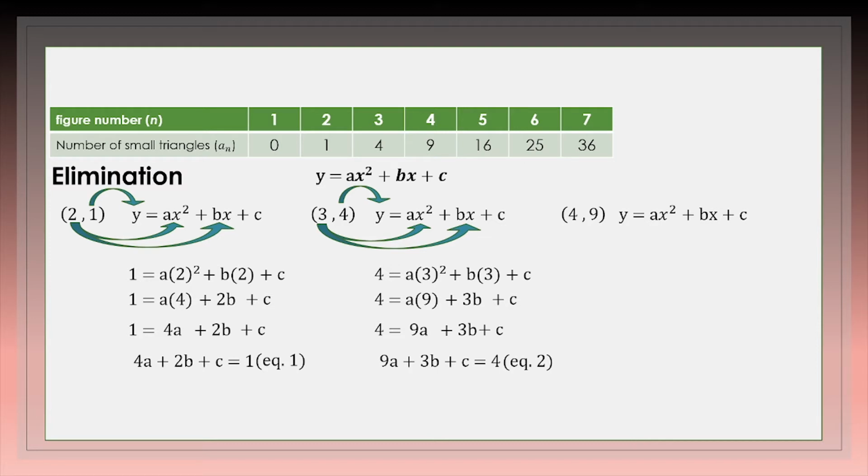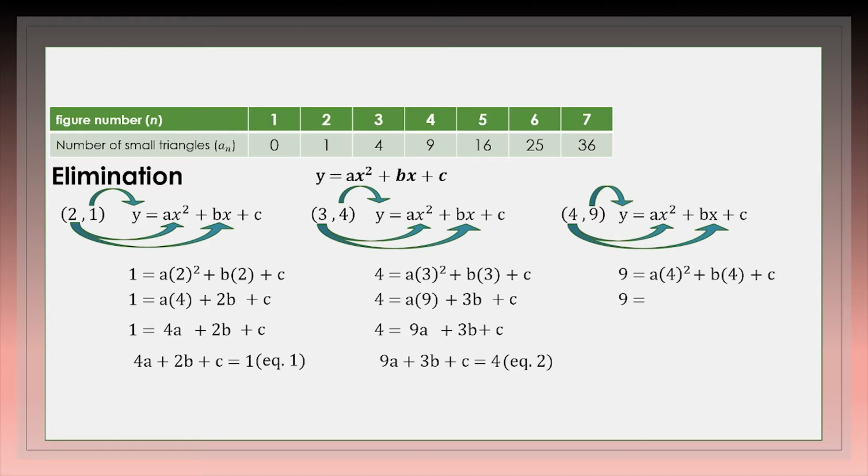Then, proceed tayo sa ating pangatlong point. So, ganun din. So, the value of y is 9. Then, equals to ax, which is the value of x, which has a value of 4. So, it will become a times 4 raised to the power of 2 plus b times the value of x, which is 4 plus c.